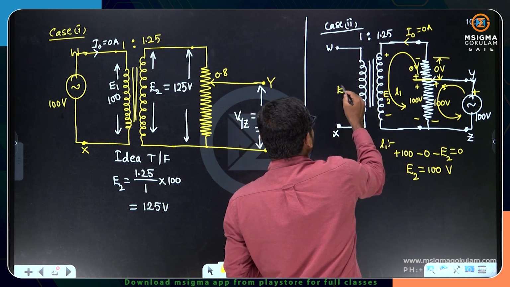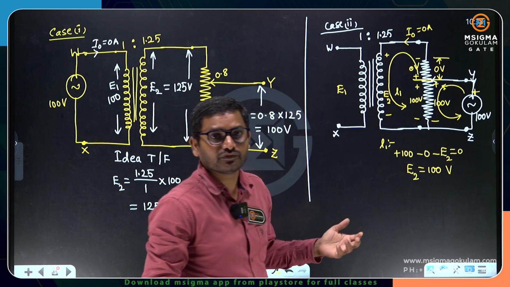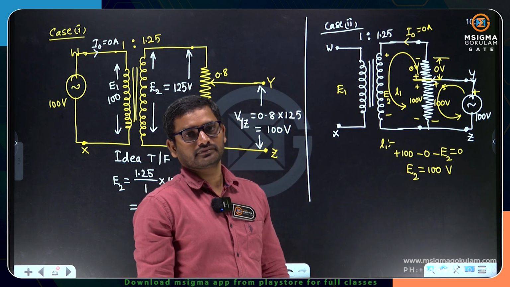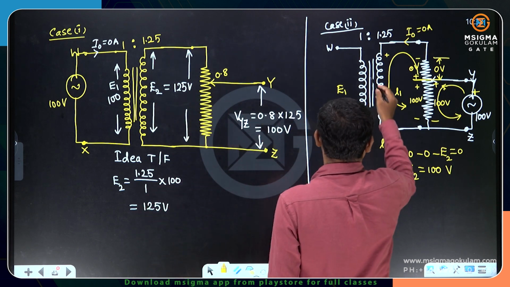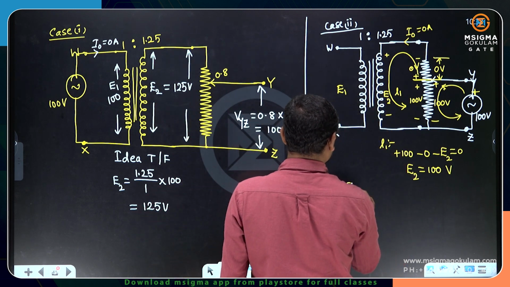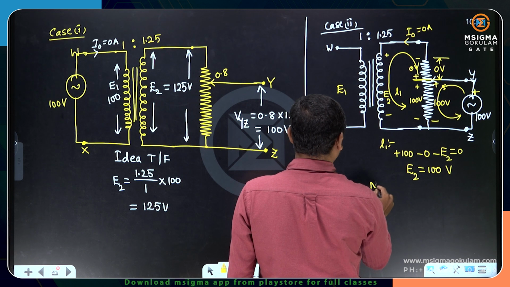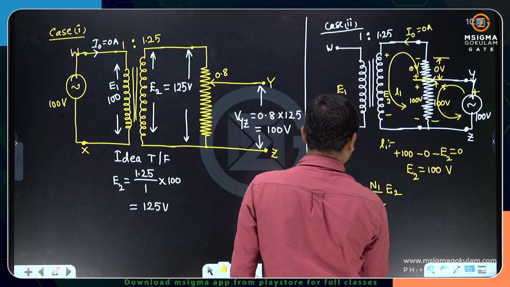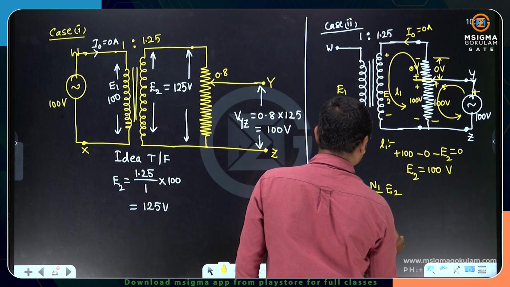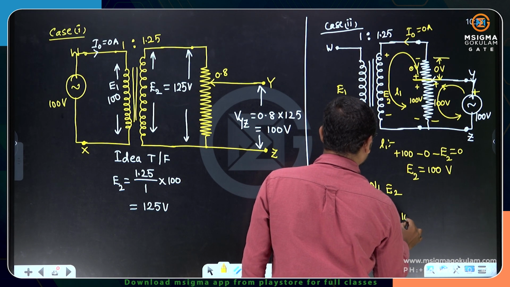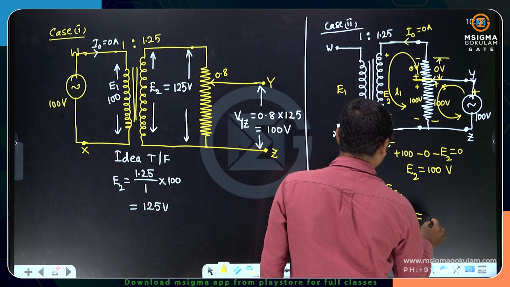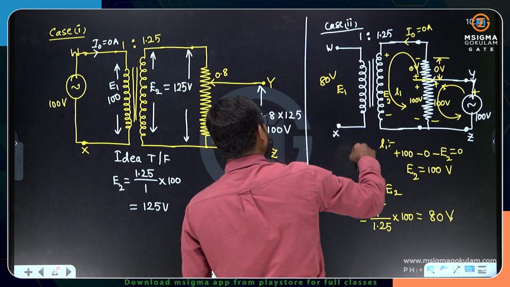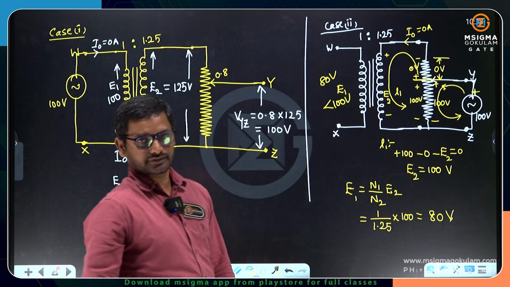If I take this as E1, now the E1 value is equal to N1 by N2 times E2. So, E1 is equal to N1 by N2 times E2. N1 is 1, N2 is 1.25, E2 is 100. So, 100 by 1.25, it will be less than 100, we will be getting it as 80 volts.